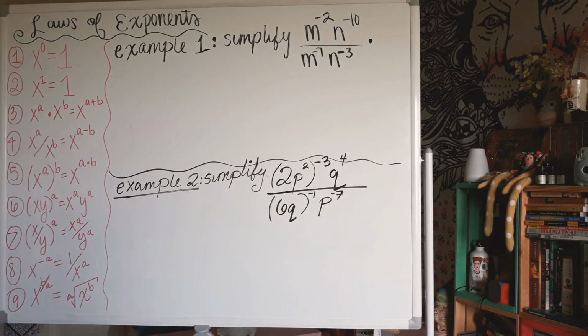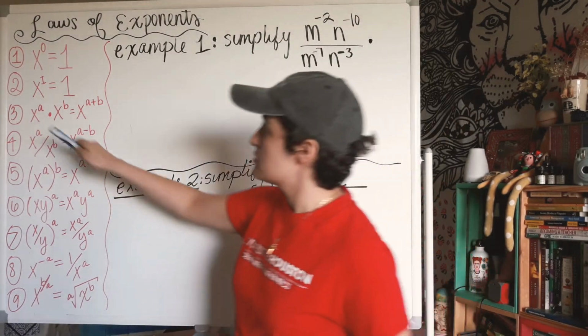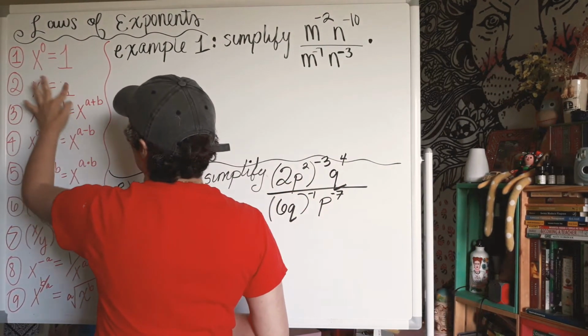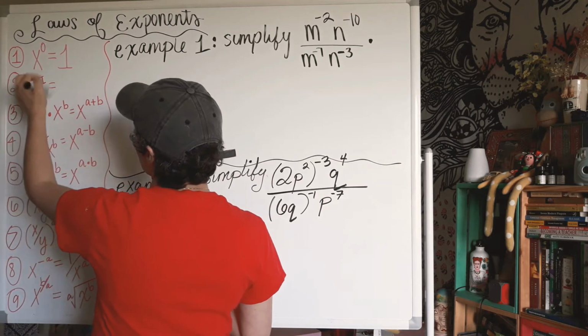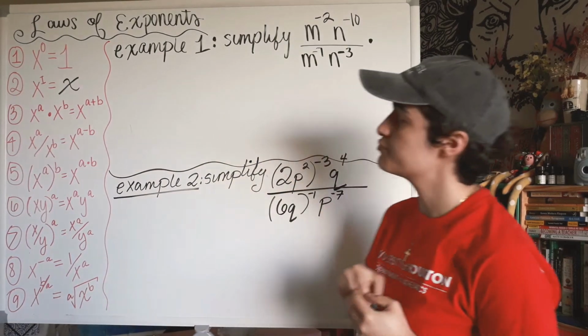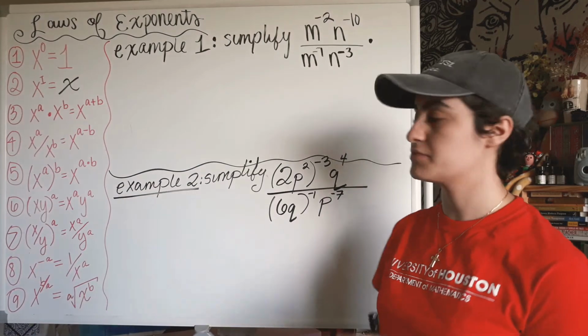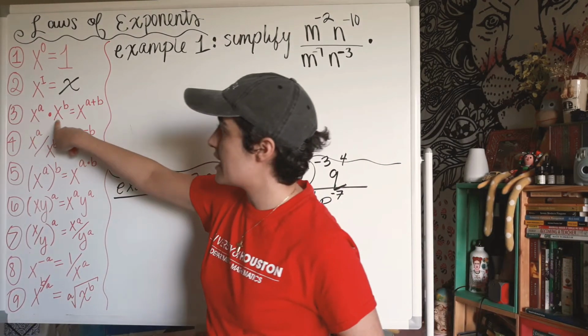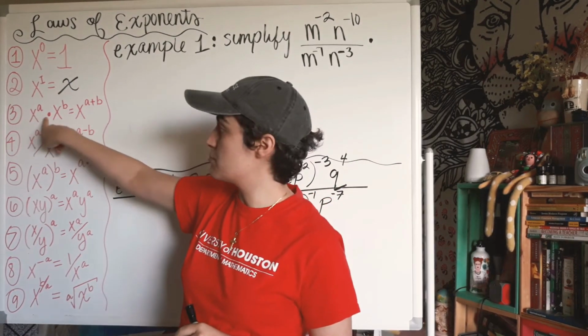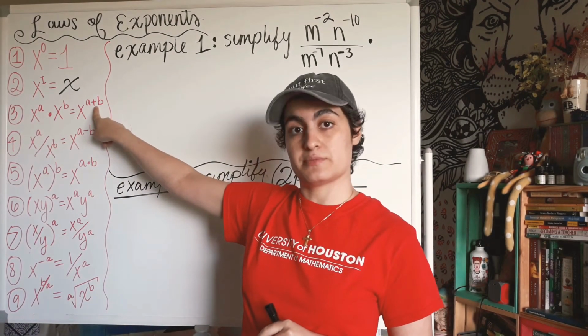Anything raised to the first power is always going to be itself. And then once you start multiplying, dividing, fractions, all of that's where it gets fun. So if they have the same base and they're being multiplied with different exponents, you just add the exponents.